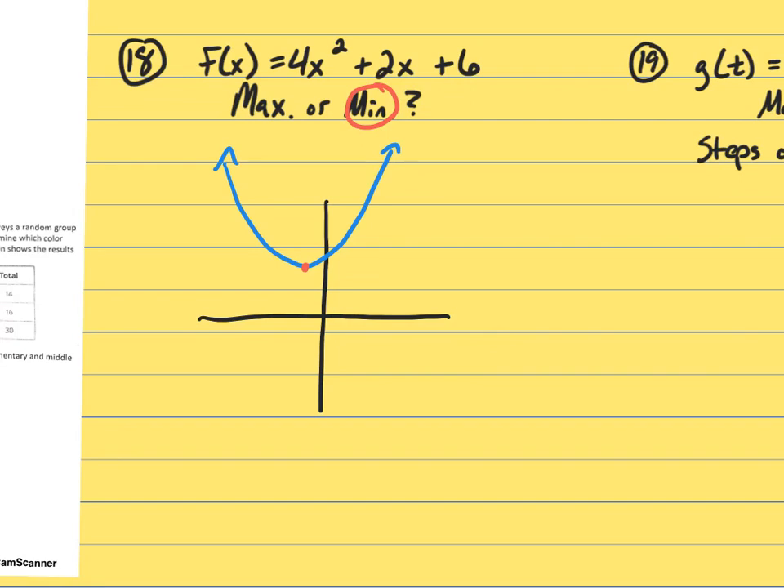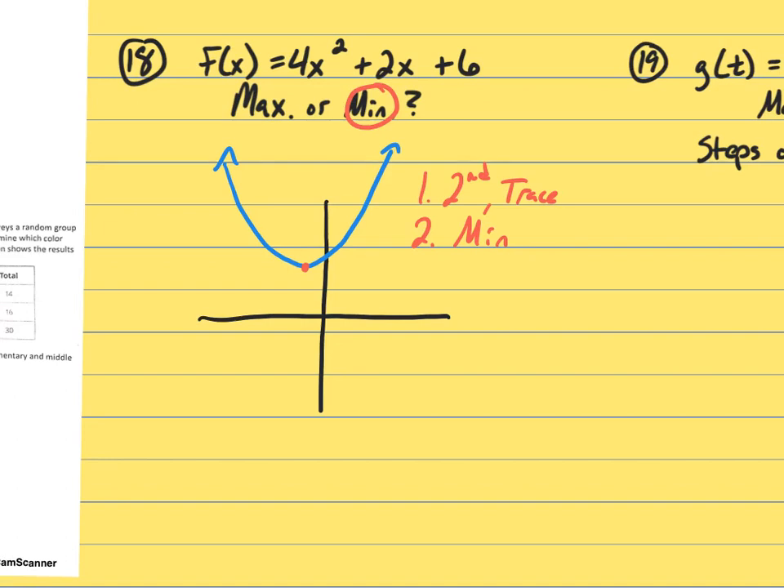If you wanted to find that vertex on your calculator, once you have it graphed, you hit second, trace, to get to the calculator version. And after you hit second trace, because this is a minimum, you're going to click the option that says minimum.